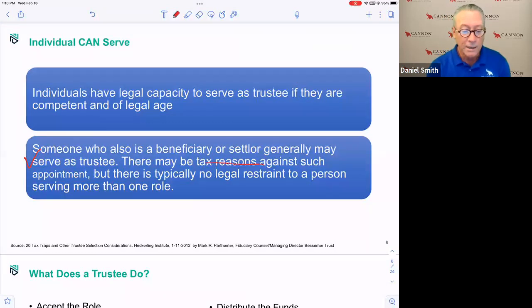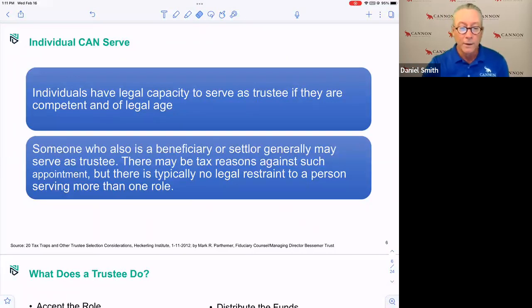So there may be tax reasons against such appointment, but there's typically no legal constraint to a person serving in more than one role. That means that my spouse could serve as the trustee of the marital trust, of the credit shelter trust. My child could serve as trustee of a trust of which they are a beneficiary. Again, there may be tax and other legal issues that come into that, but from a functional standpoint, those things are generally taken care of by the estate planner themselves, by the attorney, to make sure that they're not crossing any inappropriate lines in the process of doing that.